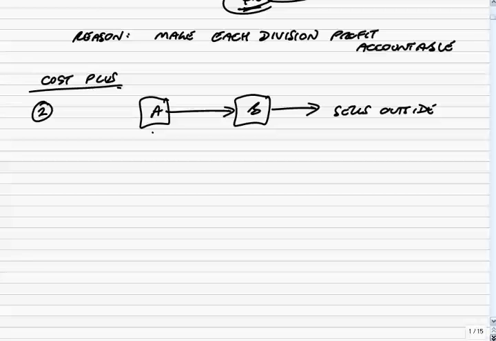A has costs of $15 a unit. B has extra costs of $5. And this sells externally at 30.